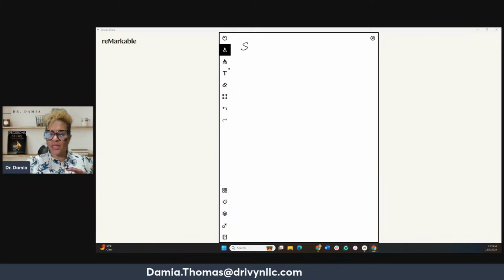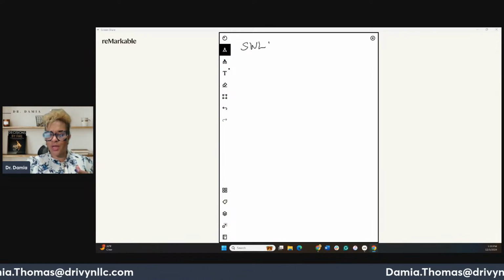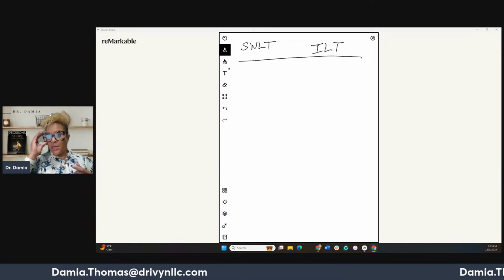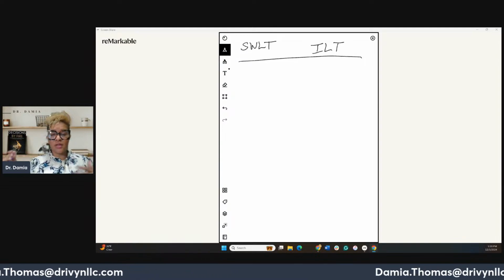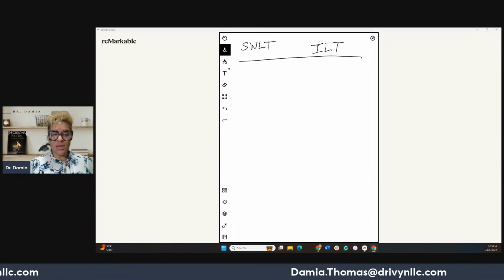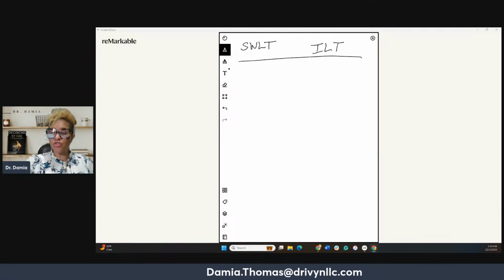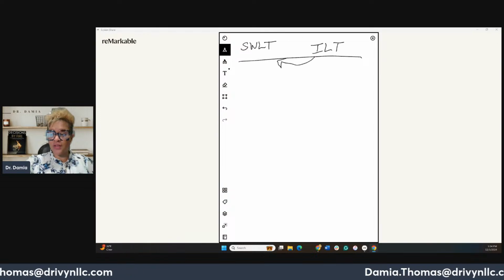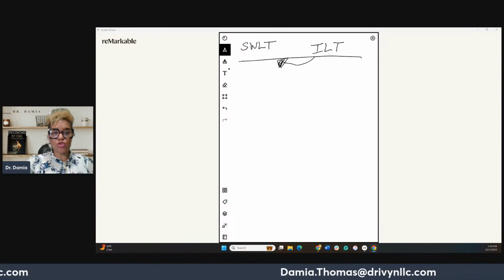So your school-wide leadership team, right? I'm not going to spell it all out, but I'm going to put SWLT. That's your school-wide leadership team. And this is your instructional leadership team, right? Two different teams. Some of them may be on both teams. Whoever's on your instructional leadership team should definitely be on your school-wide leadership team, okay?